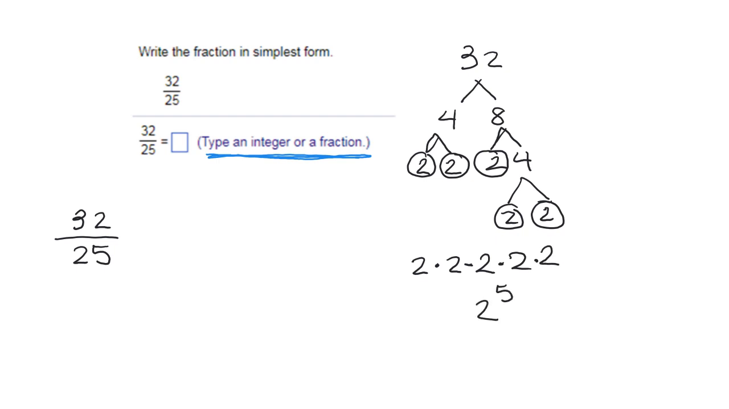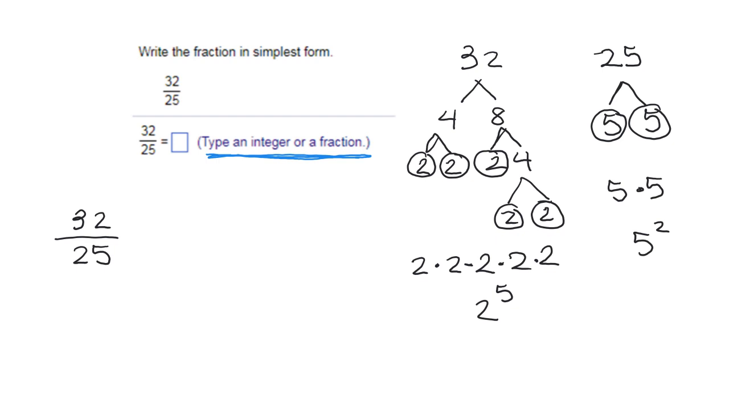And then the other number is just 25. And the only number to create 25 is 1 times 25 or 5 times 5. And 5 is a prime number. So this is 5 times 5, or we can say 5 to the 2nd power.